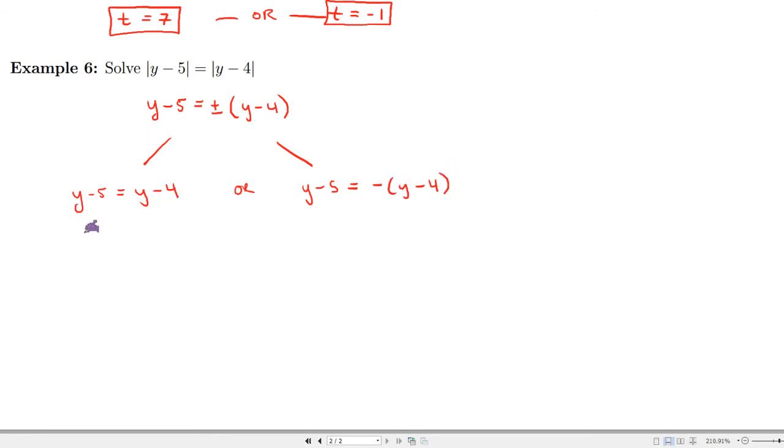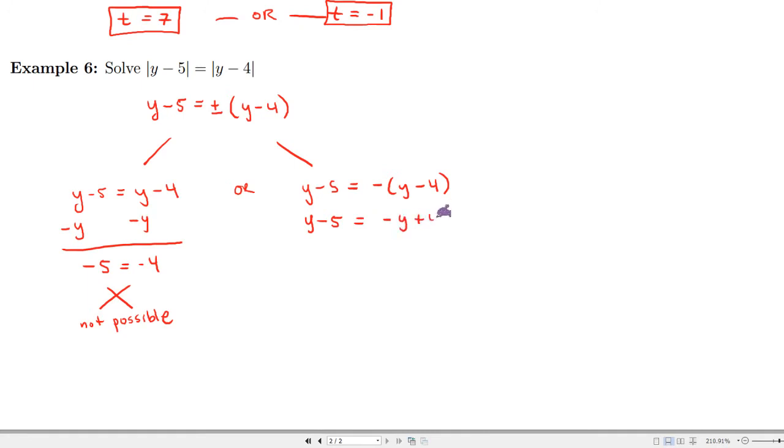Okay, so let's solve these. Well, here's where something interesting happens, right? So if I subtract y over, right, we're trying to isolate it, what are you left with? Well, minus 5 is equal to minus 4. Well, that's definitely a problem, right? That's not possible. So this equation leads to no solution. And then what happens over here? So we have y minus 5 is equal to minus y plus 4.